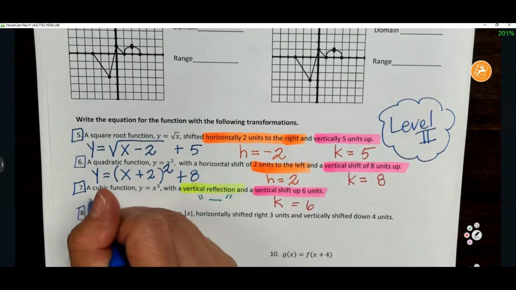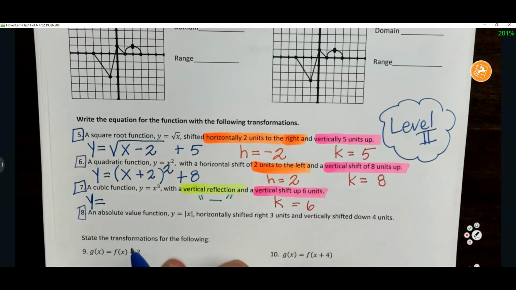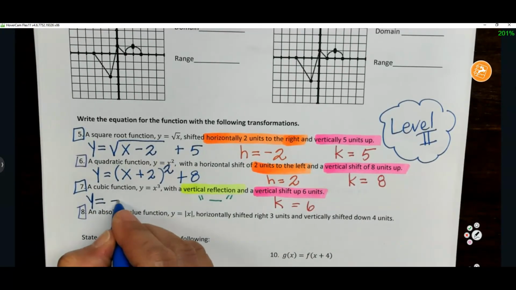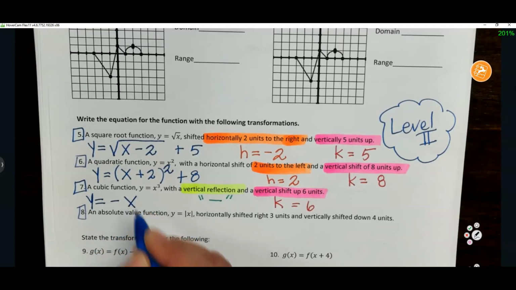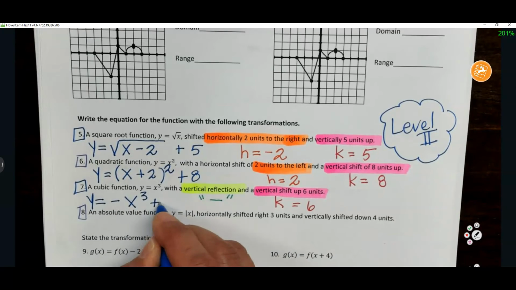All right. So this time we're going to write y equals. And then what's the first thing I'm drawing after that equal sign? Negative. Good job. It's the negative. So negative x to the third. Wait. Is there an h value on number 7? Then y'all don't need parentheses or anything. So negative x to the third, and then plus 6.